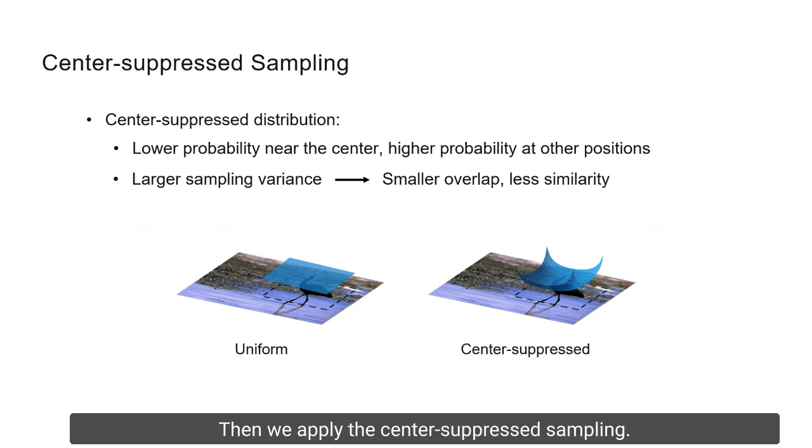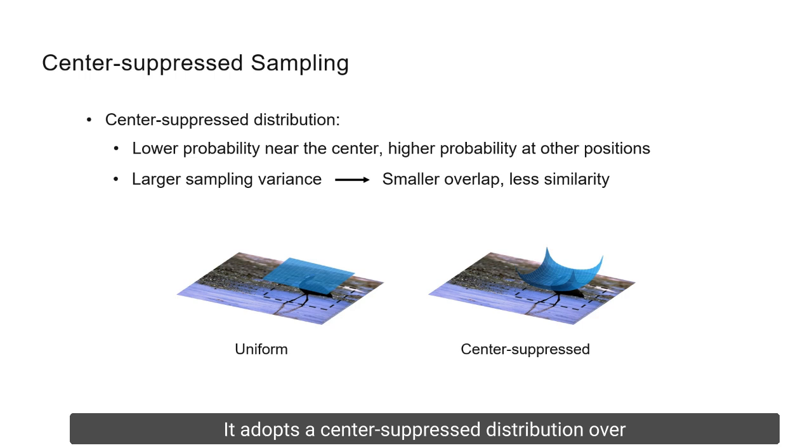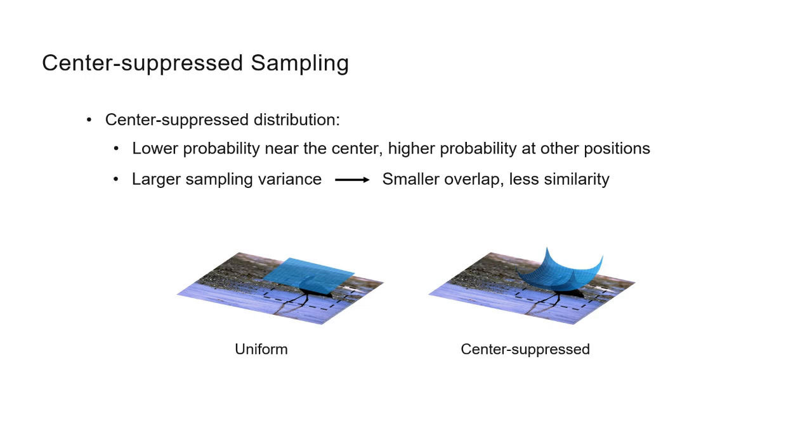Then we apply the center-suppressed sampling. It adopts a center-suppressed distribution over the area of the bounding box. Compared with uniform distribution, it has lower probability near the center and higher probability at other positions. By increasing the sampling variance, we could obtain crops of smaller overlap and less similarity.